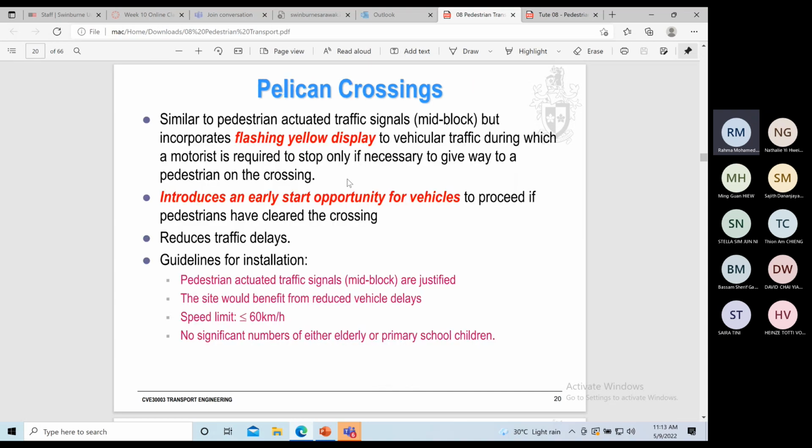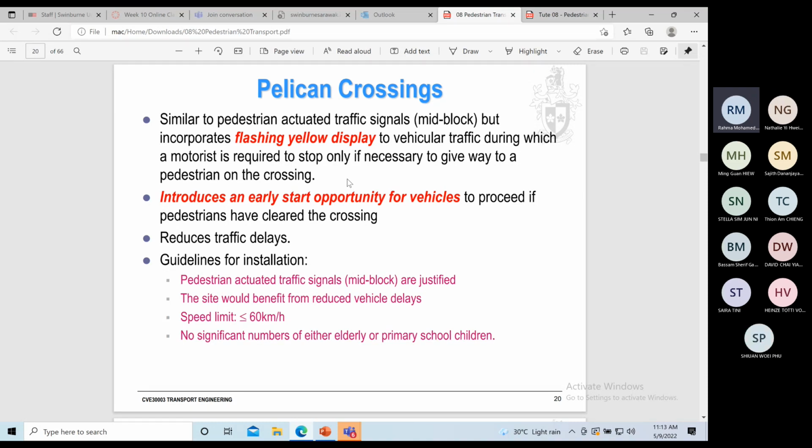Then we have the pelican crossing. A pelican crossing is similar to the pedestrian actuated traffic signal we just looked at, but this one incorporates a flashing yellow display to vehicular traffic, during which a motorist is required to stop only if necessary to give way to pedestrians on the crossing.